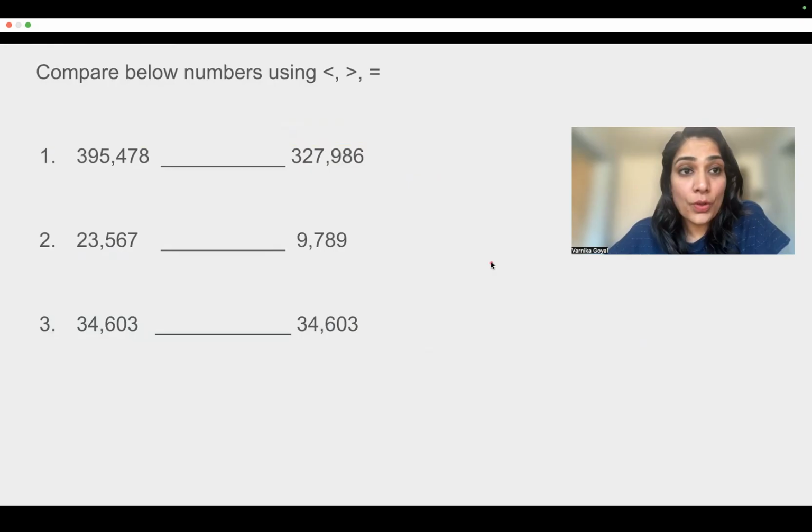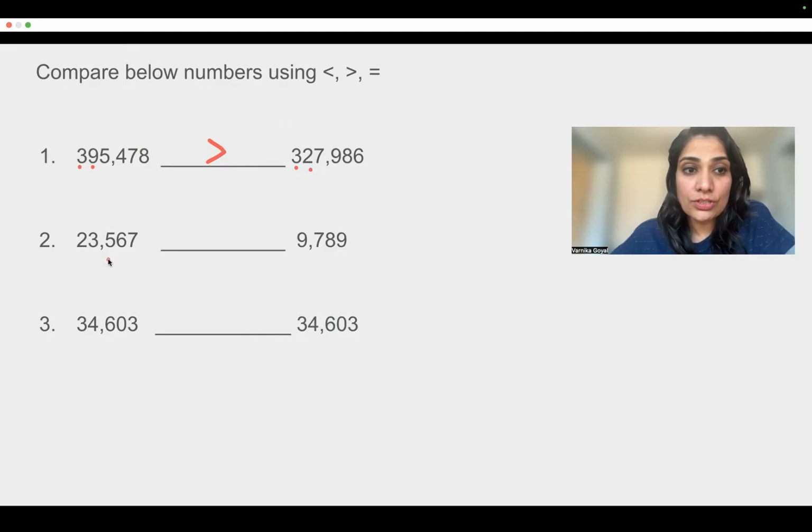Let's solve a few questions. In this question, we see that the number of digits is the same. So which one will be higher? The first digits are the same. Then 9 and 2. What do you see? 9 is greater than 2, so this number becomes greater.